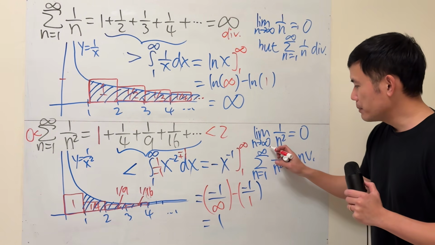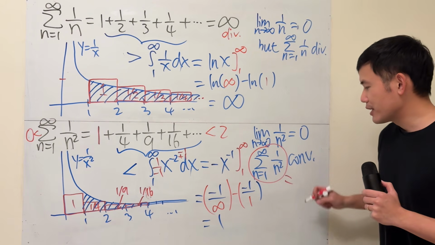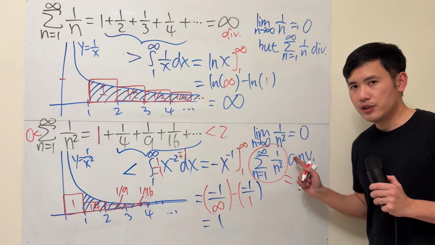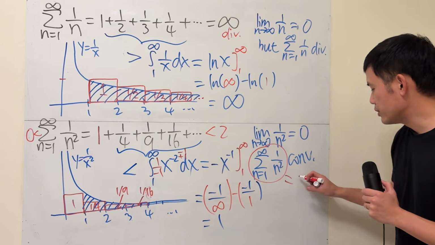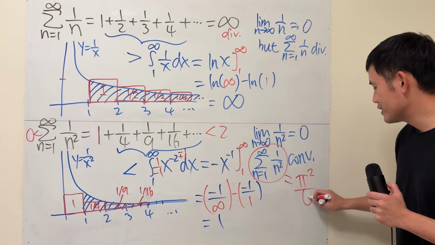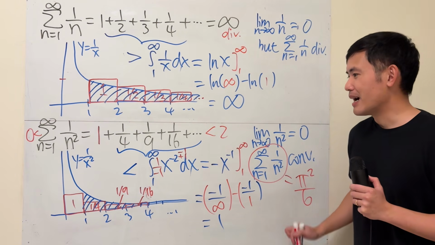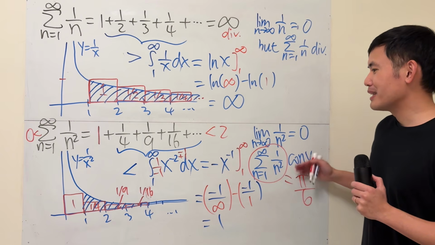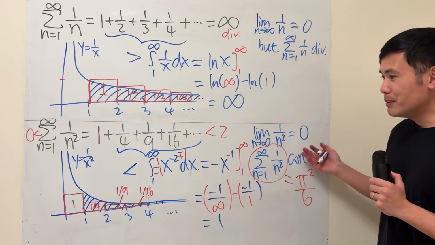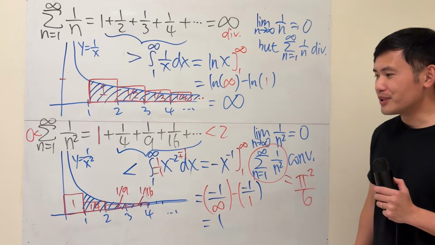As a bonus, for the people who are still watching, I will tell you, this right here is a famous question. It converges to a very nice result: pi squared over 6. Yeah, we don't do this in Cal 2, but it's a very nice result. You can keep it in mind, you can impress your Calculus 2 teacher.